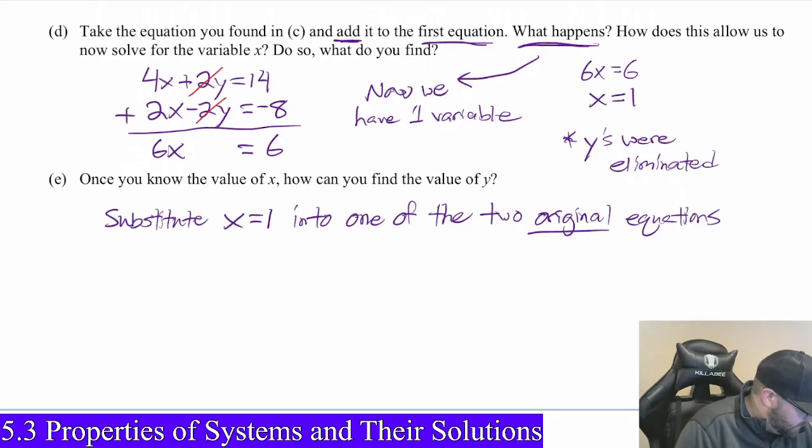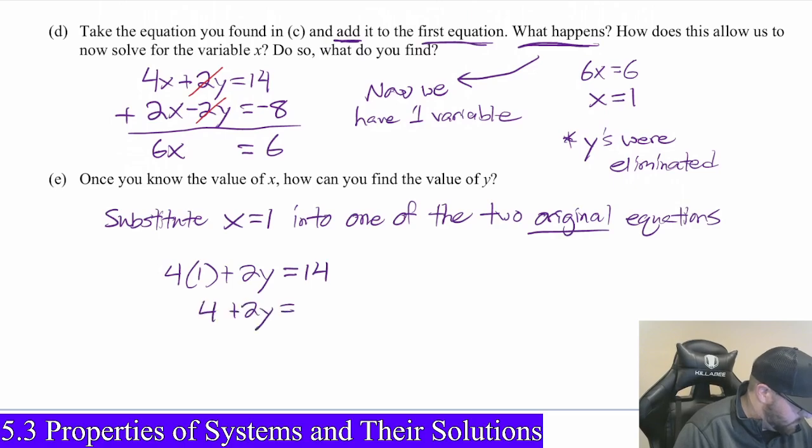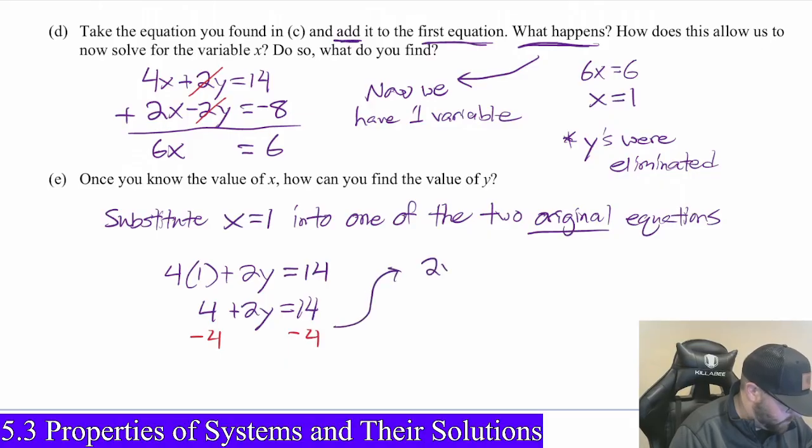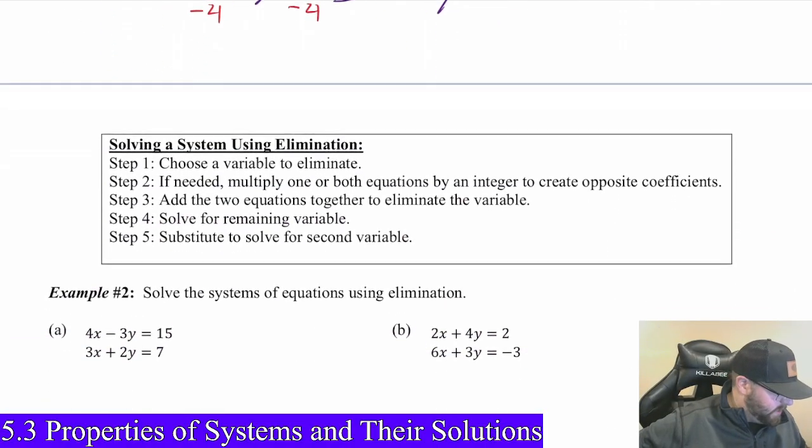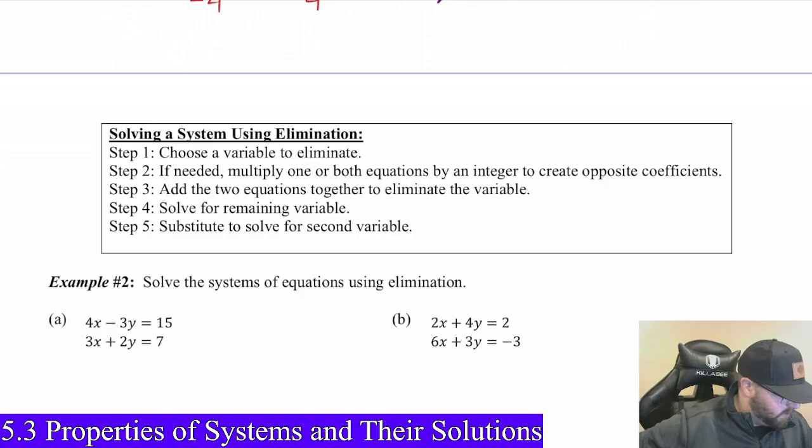So if we take 4 times 1 plus 2y equals 14, we get 4 plus 2y equals 14. Now we just have a y to solve for, so subtract 4 from both sides. We're going to get 2y equals 10. And then divide both sides by 2, we get y equals 5, which makes sense because that was our value for our solution, x being 1 and y being equal to 5. So what does that tell us? That tells us that we can solve a system using what is called elimination.